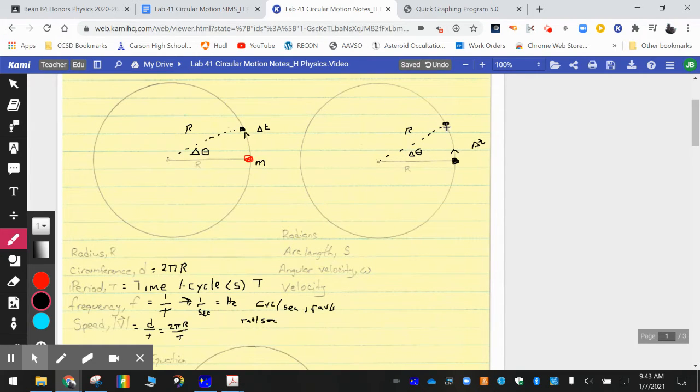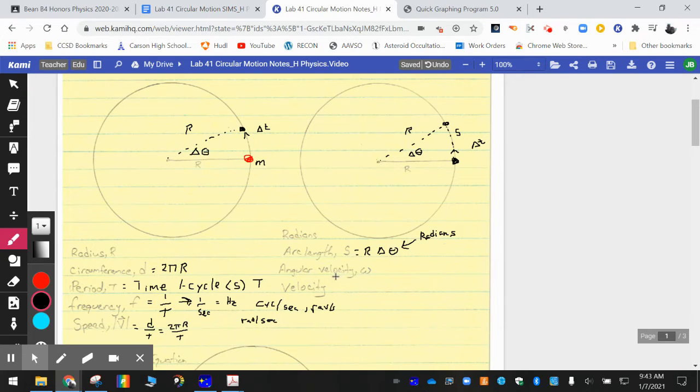Now we only went a little bit. So the question is, what is this distance right here? What is this arc length here? This is called the arc length, and we'll use the symbol S for arc length. Now the arc length, if you may have forgotten, is simply R times delta theta. But here's the caveat: this has to be in radians. So S is arc length, and it is simply R times delta theta. That's arc length.